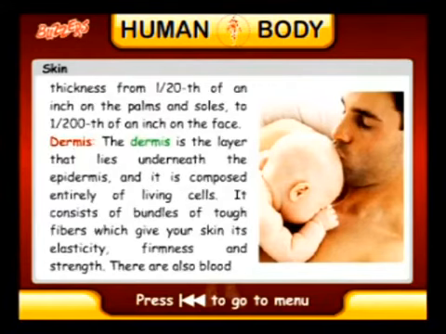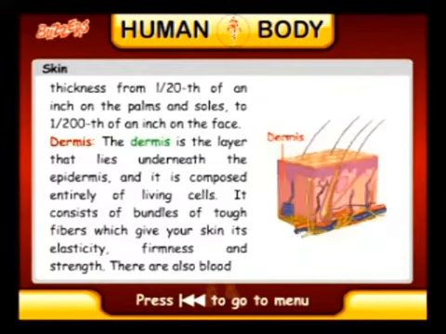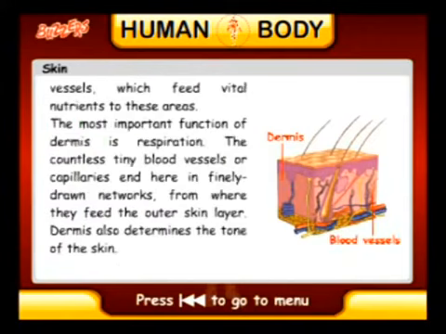It ranges in thickness from 1/20th of an inch on the palms and soles to 1/200th of an inch on the face. Dermis. The dermis is the layer that lies underneath the epidermis, and it is composed entirely of living cells. It consists of bundles of tough fibers which give your skin its elasticity, firmness, and strength. There are also blood vessels which feed vital nutrients to these areas.